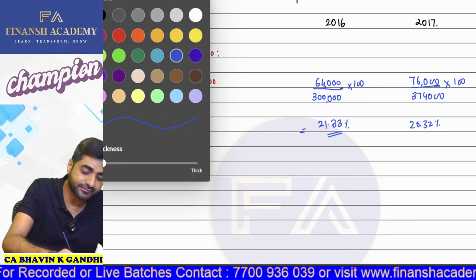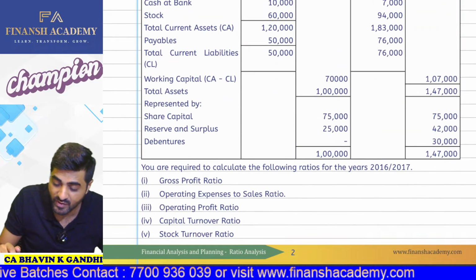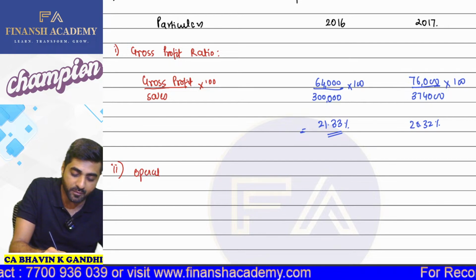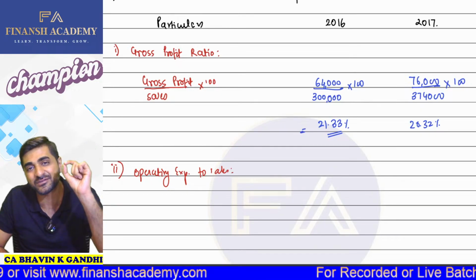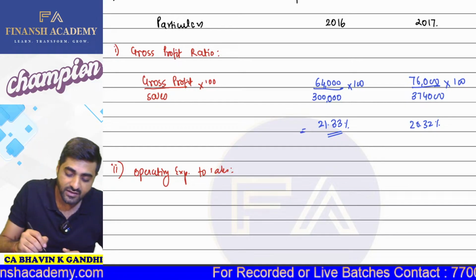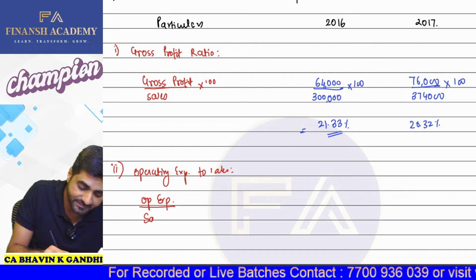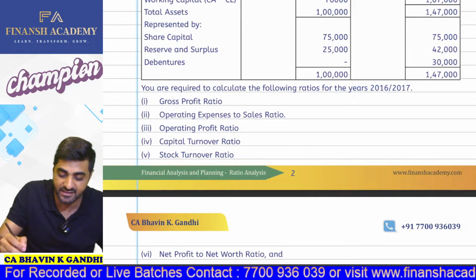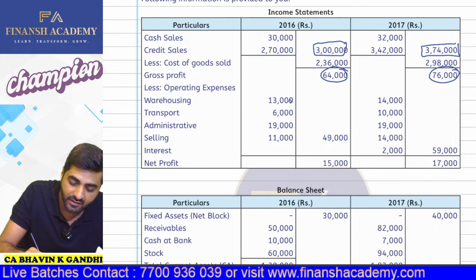What's your second ratio? Your second ratio, which we have, is called your operating expenses to sales ratio. Operating expense to sales. Guys, as we have already discussed, what will be this ratio? We have to take the list of operating expenses and divide that by sales. Okay. So we will take operating expenses and divide that by sales and multiply it by 100. So do you have the list of operating expenses? Yes, sir. We have it here.